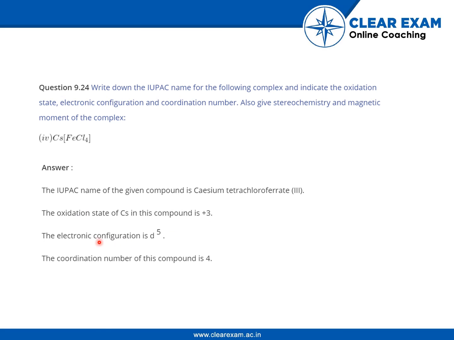The oxidation state is +3 and the electronic configuration is d5. The atomic number of Fe is 26, so its ground state electronic configuration is 4s2 3d6, and since its oxidation state is +3, it will lead to d5. The coordination number of this compound is 4 as there are 4 ligands present.